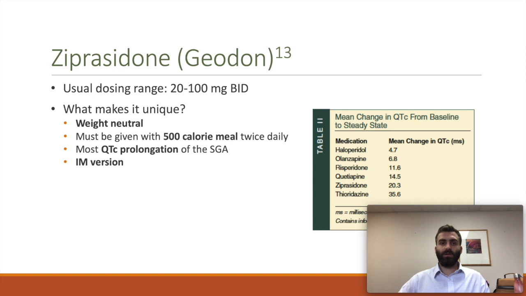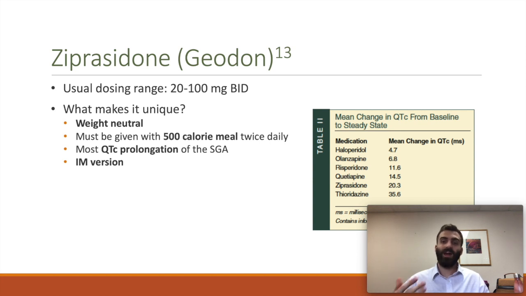Next is ziprasidone or Geodon. What makes this unique is that it's weight neutral, which is really important in schizophrenia. A lot of these agents have metabolic concerns, so it's nice to have a few options that don't have as much metabolic concerns. The downside to it being weight neutral is it has to be given with a 500 calorie meal twice daily. So that's a lot of food to take in.